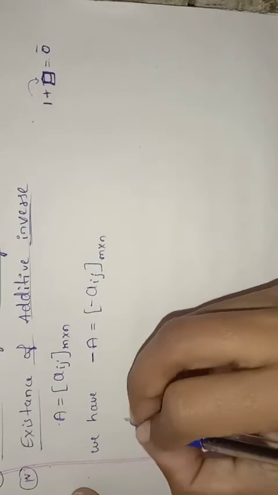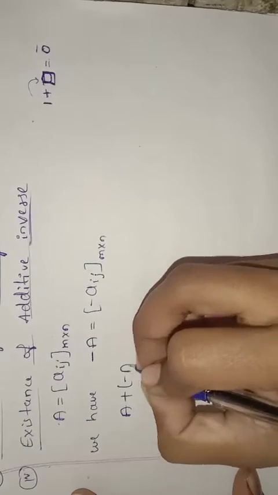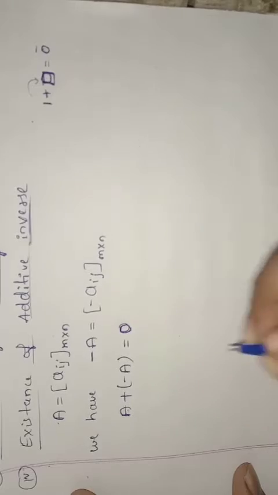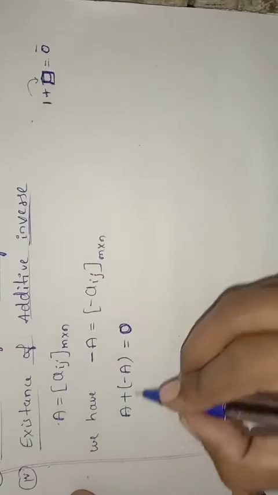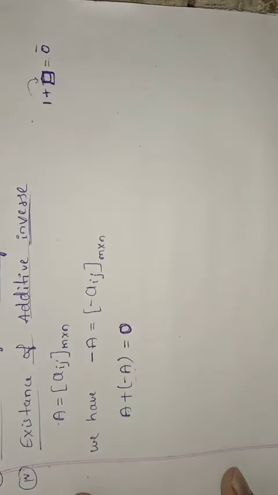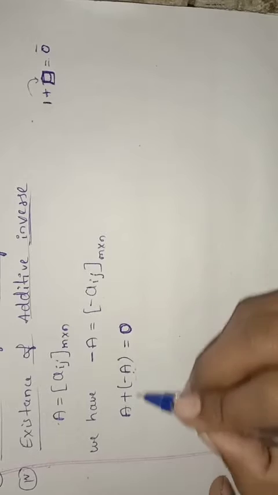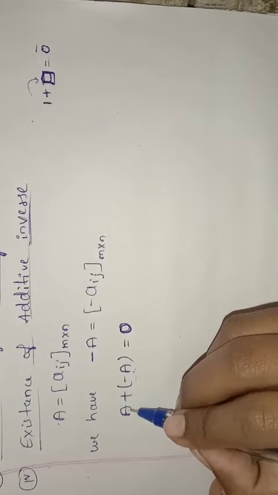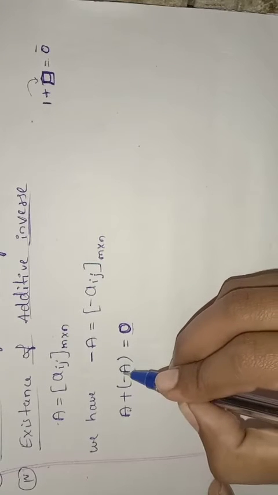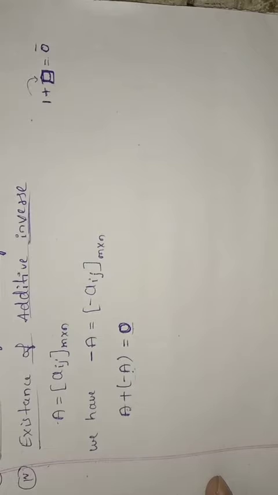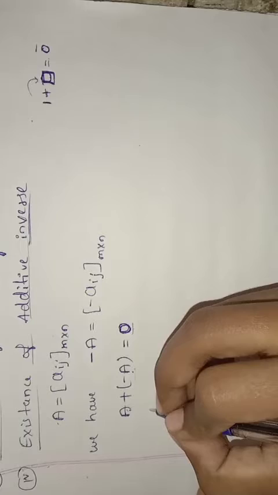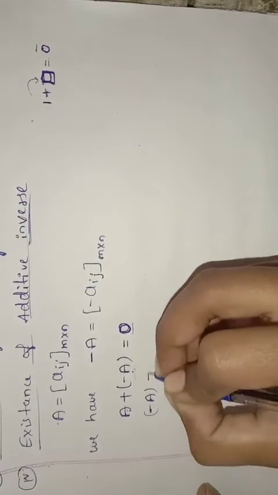So you observe here, if you do A plus minus A, what will you get? A minus A is an O matrix, that is a 0 matrix. We will get a 0 matrix here. So therefore minus A is the additive inverse for the matrix A. Why? Because we are getting the 0 matrix if we operate this minus A with the matrix A. So you can do A plus minus A, or you can do minus A plus A.